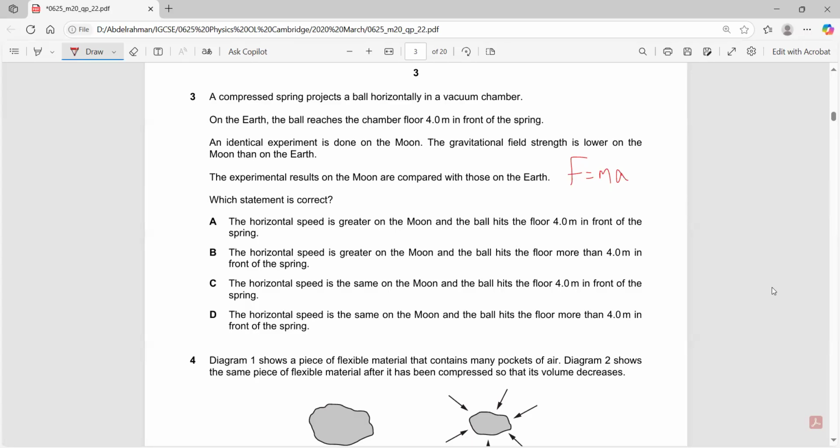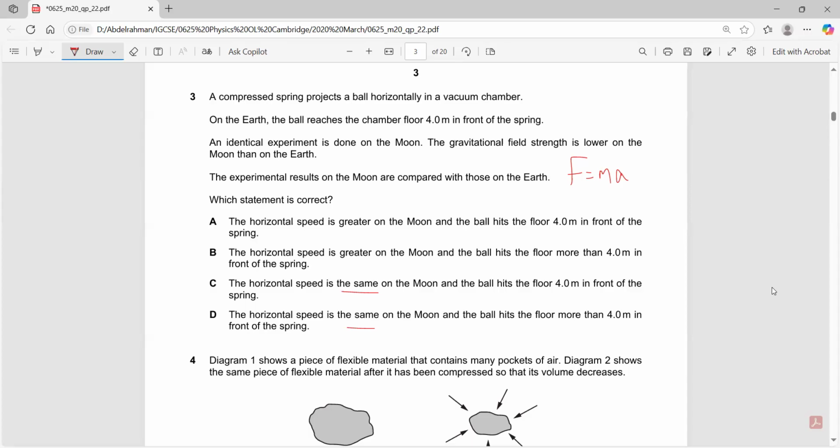So if the mass of the ball hasn't changed, therefore the force would not change and the acceleration will be the same. So if we're talking about the horizontal speed, then the horizontal speed will be the same. But the vertical speed will differ. Yes, the vertical speed might differ, and therefore this would affect the distance which would be traveled vertically.